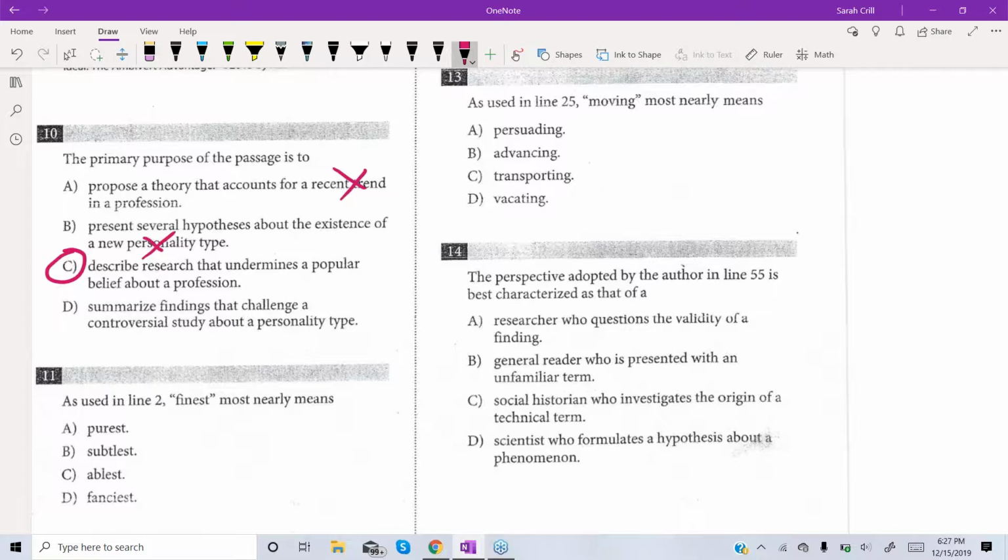It, in particular, uses a lot of research evidence. It is undermining a popular belief, the belief that extroverts are better salespeople, and it's about a profession, sales. D, summarize findings that challenge a controversial study about a personality type. Well, the whole time they weren't talking about one particular personality type. And there wasn't a controversial study. They pretty much agreed with what they saw in the studies. Okay, so for 10, C would be the answer.